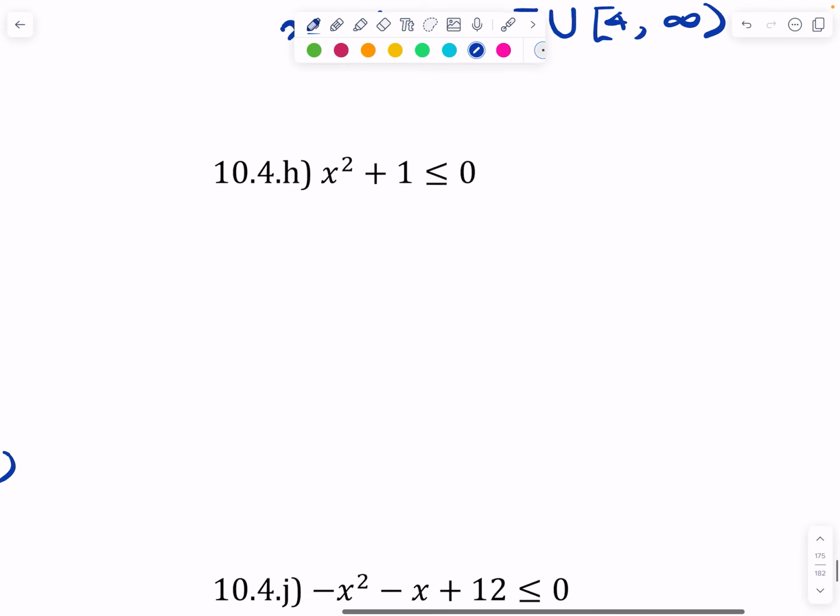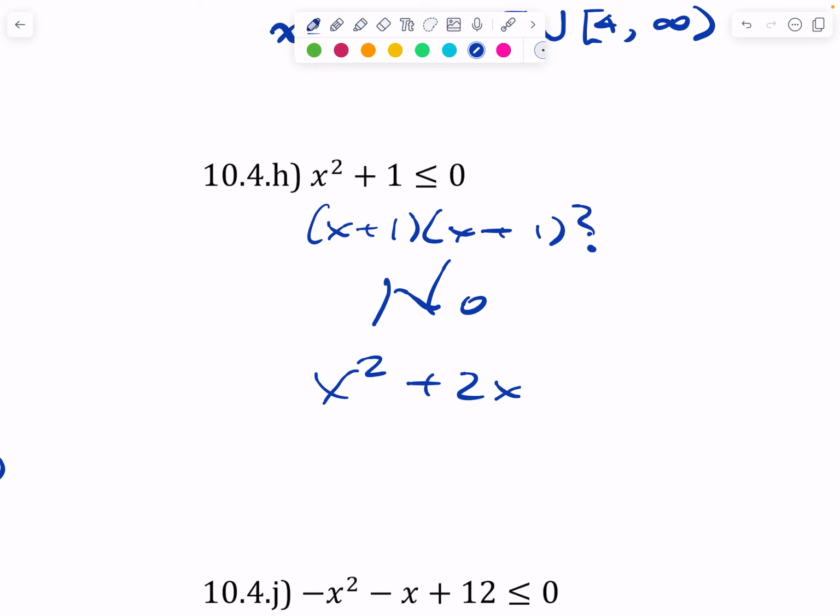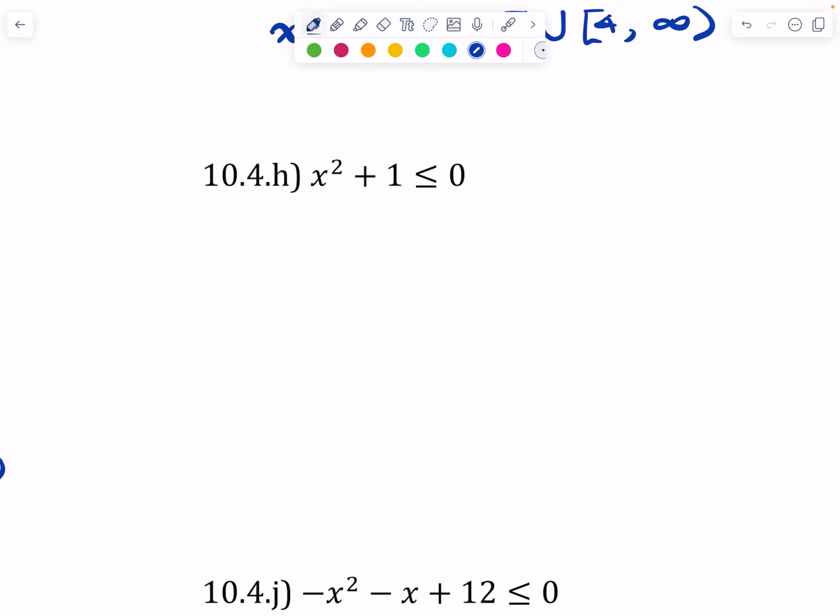Example H. x squared plus 1 is less than or equal to 0. Man, I can't factor this. Like x plus 1, x plus 1? No, that's not what it is, because that's x squared plus 2x plus 1. That's not what we have here. In fact, x squared plus 1 is not factorable because it doesn't have any zeros. If you picture that thing, well, here's x squared, and then there's x squared plus 1. It has no x-intercepts, so x squared plus 1 has no zeros in itself.